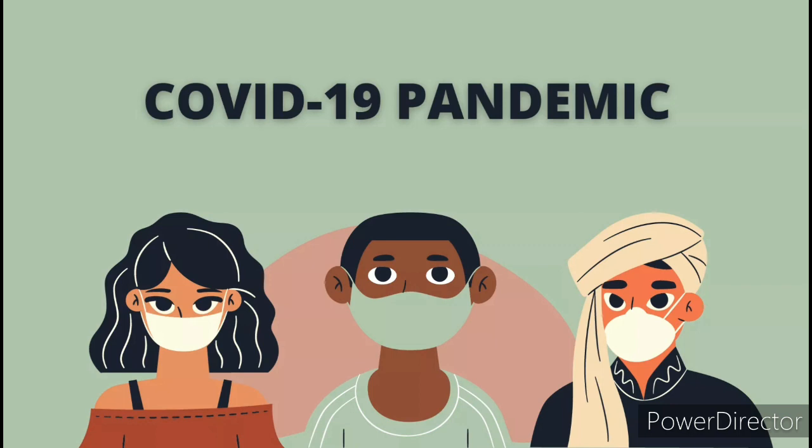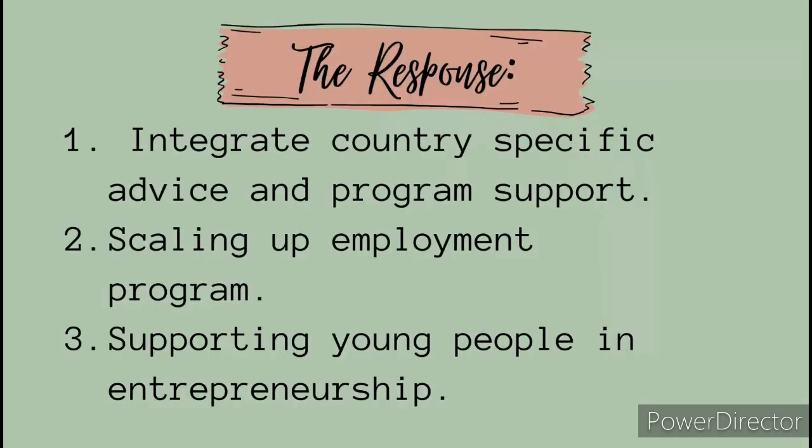Because of the COVID-19 pandemic happening right now, the economy of many countries is mainly affected. So, what is the response of the United Nations? The first response is to integrate country-specific policy advice and program support which focuses on protecting workers and sectors who are most impacted by the crisis and on how to prevent the collapse of economic activity and jobs.